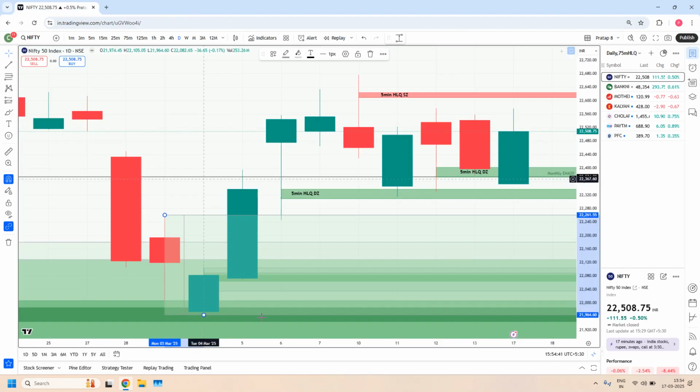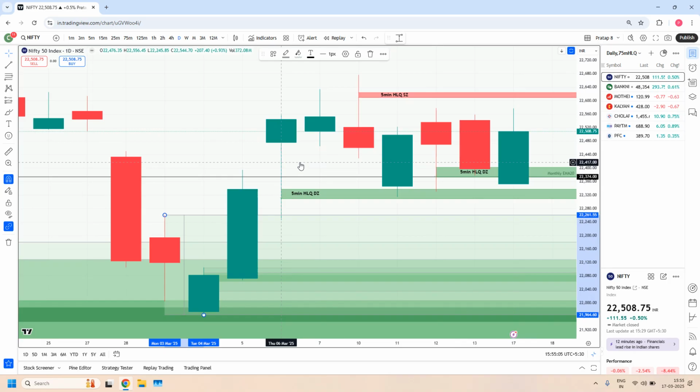Okay, now let's get into the HLQ zone performance evaluation. In the last end of the day video, we identified six high liquidity zones from the daily and 75 minutes time frame. These HLQ zones include Nifty also. Nifty is also having a daily high liquidity demand zone.